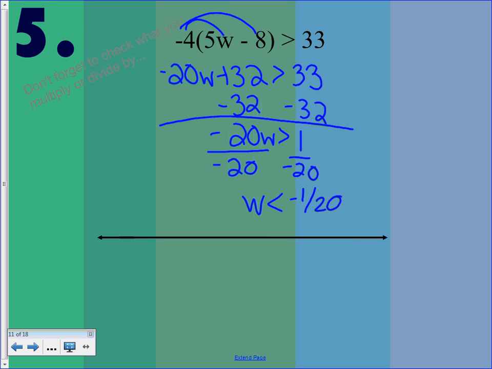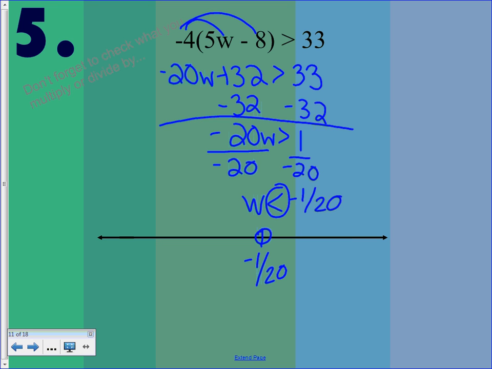So how does this number line work? See how this is just a less than symbol. It's not a less than or equal to symbol. So I'm going to make a hash mark, and I'm going to call that hash mark negative 1 over 20. I'm going to put an open circle at that hash mark. The reason for that is because it's not equal to. W cannot be negative 1 over 20. It has to be less than it.